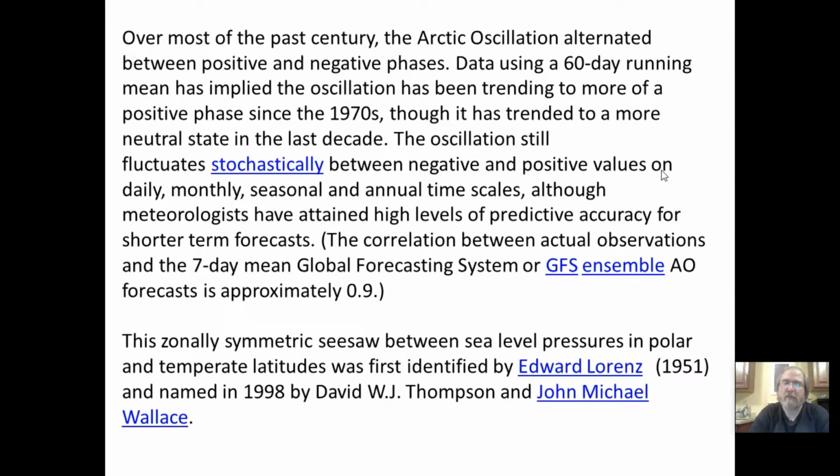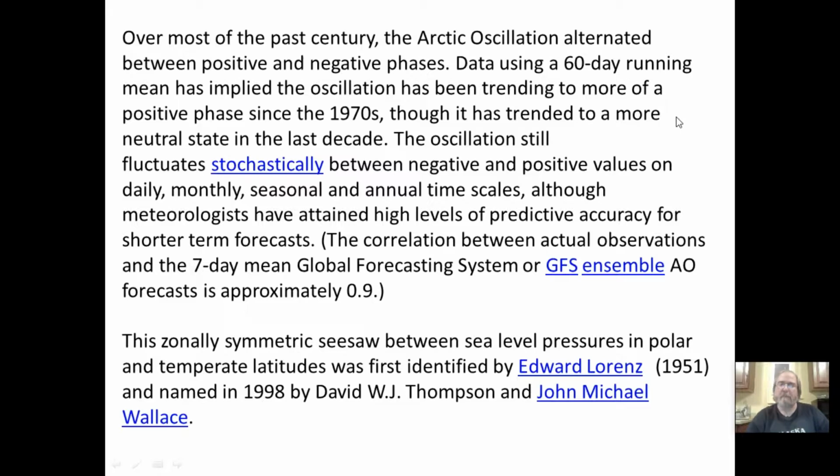The oscillation still fluctuates stochastically, that means random, between negative and positive values on daily, monthly, seasonal, and annual timescales, although meteorologists have attained high levels of predictive accuracy with shorter-term forecasts. The correlation between actual observation and the 7-day mean global forecasting system, or GFS, ensemble AO forecast is approximately 0.9. Pretty good.